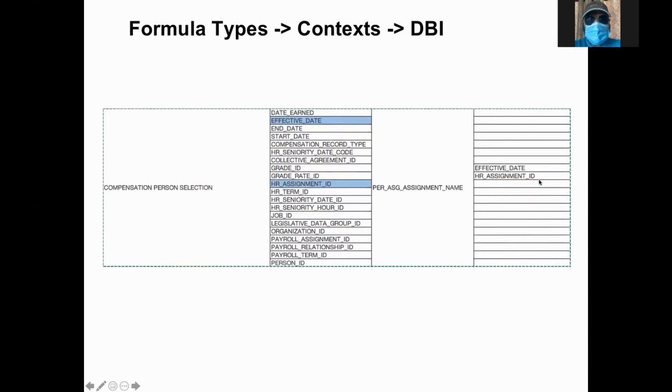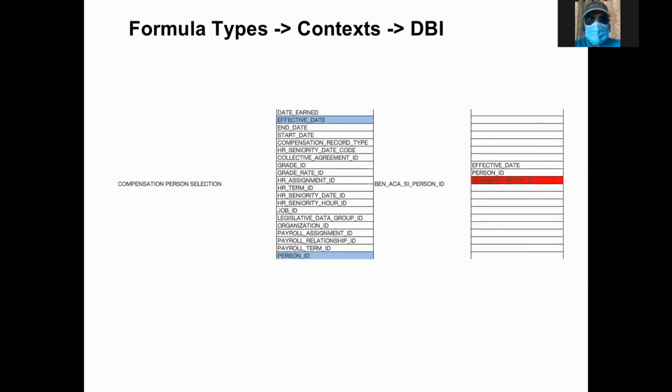I go back to see that here: whatever context is used by the DBA must be supported by the type. Here, there's one context which is not supported in the person selection. So any formula from compensation person selection cannot use this benefit DBA. Okay, if you understand this part, now you know what can be used and what cannot be used.